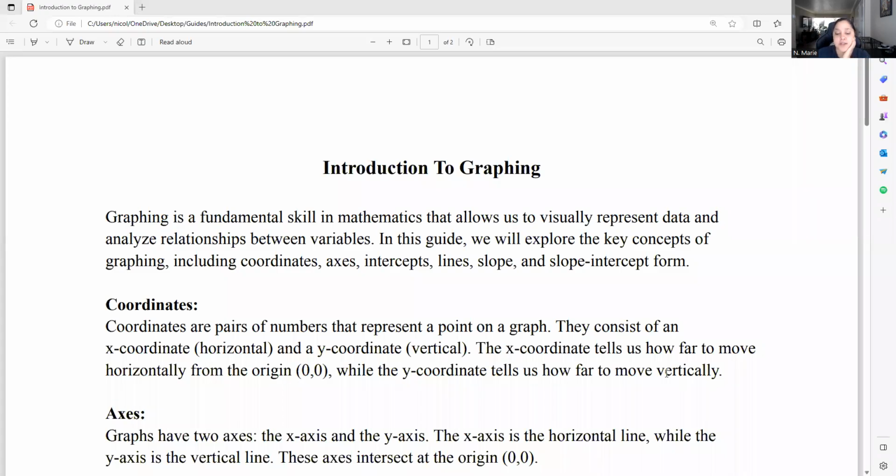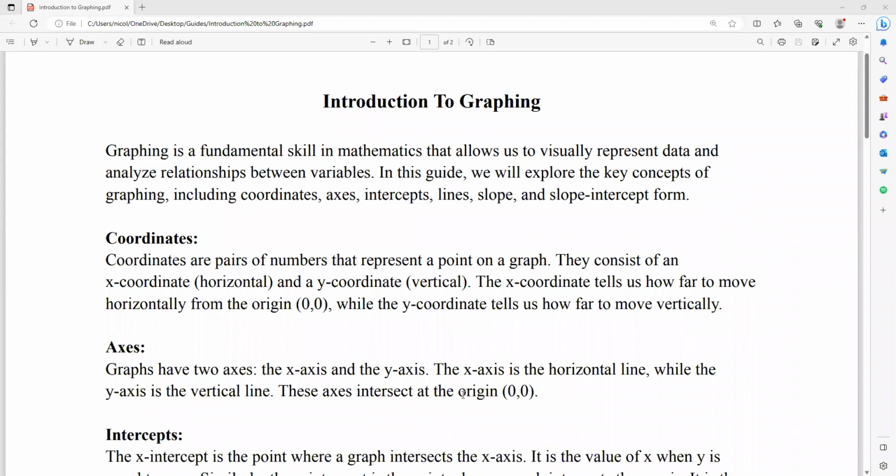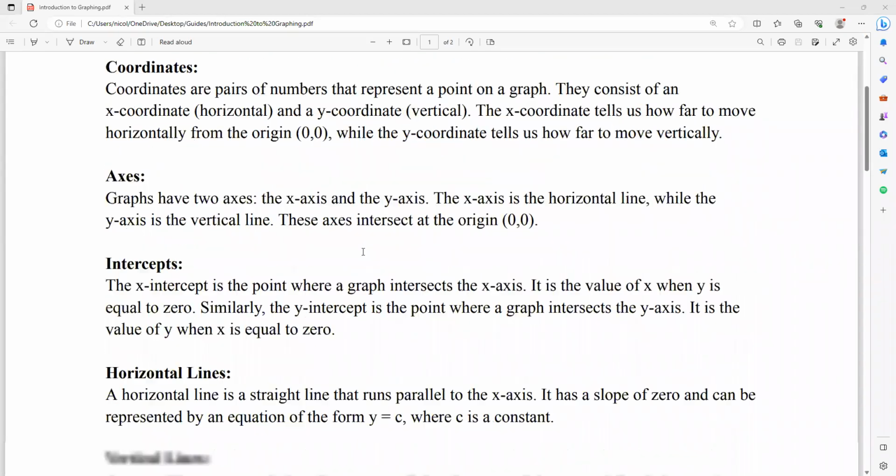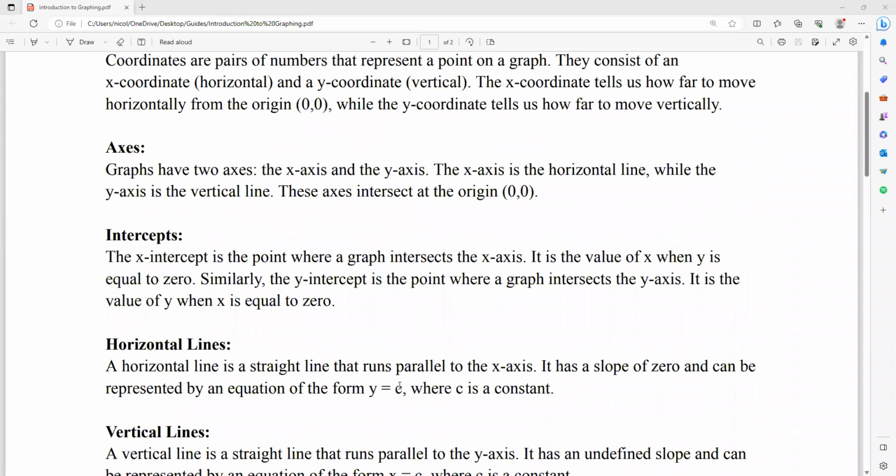Welcome. So in this video, we will be going over graphing. I'm just going to do some introduction to graphing for those who are very new to graphing and very new to using the coordinate plane. So the coordinate plane consists of two different axes, your x and y axes. So let's go to the coordinate plane.